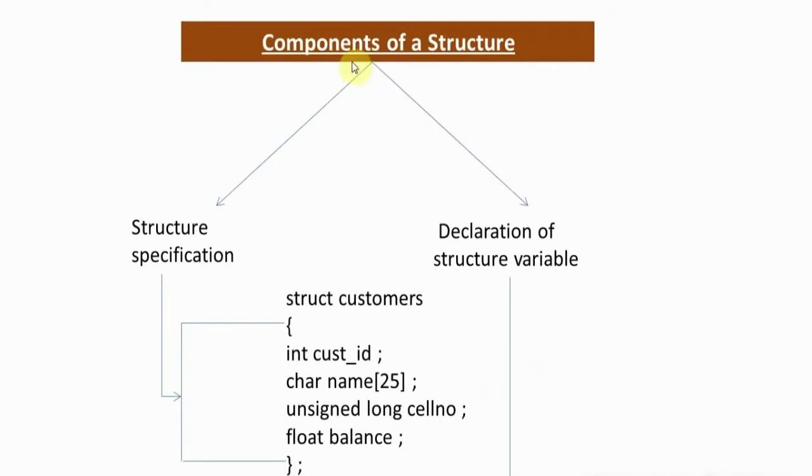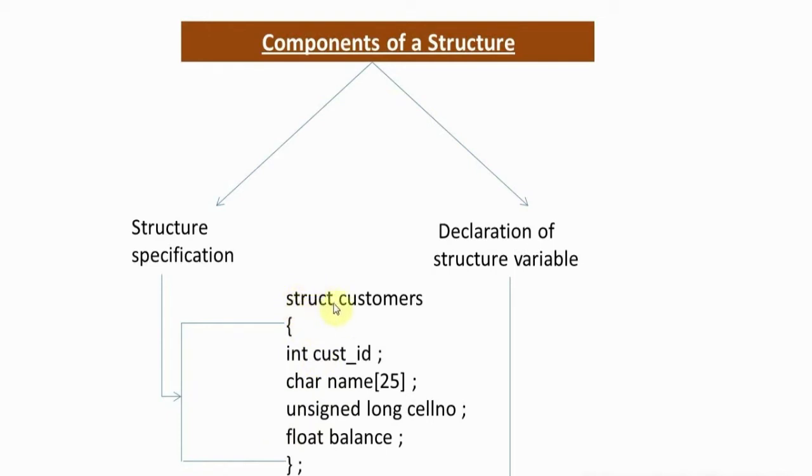Now we will see what the components of a structure are. There are two components of a structure: first, structure specification, and second, declaration of the structure variable. First, we will cover structure specification. Because in a structure we are going to have many members or elements, we will first have to declare them properly. So the syntax goes like this.